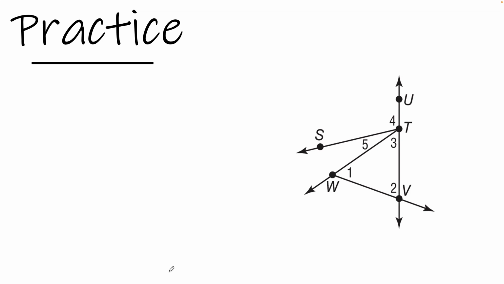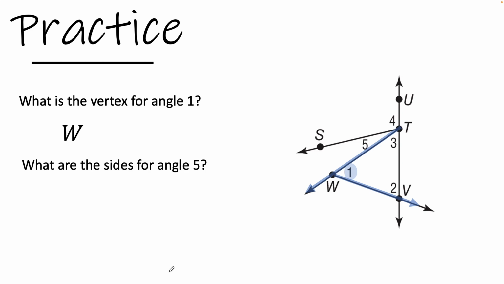So let's do some practice. What is the vertex for angle 1? Here's angle 1. So we've got two rays coming together. What point do those two rays share? They share point W. What are the sides for angle 5? There's angle 5 up here. And the sides are two non-collinear rays, TS and TW. See, the starting point for both of those rays is T, so we have to have T first on each of those names.